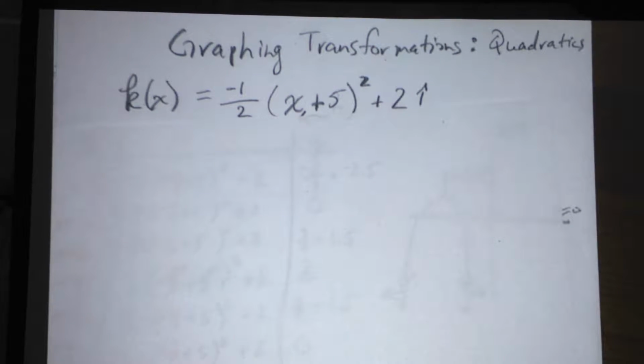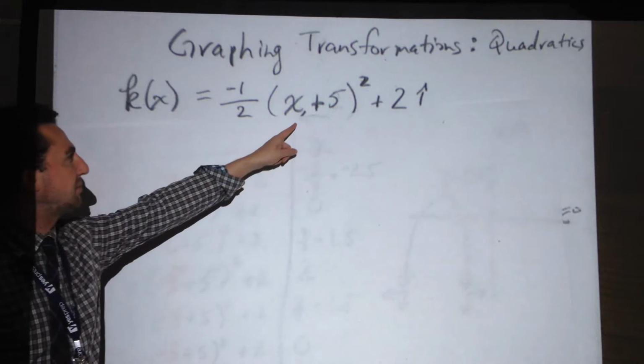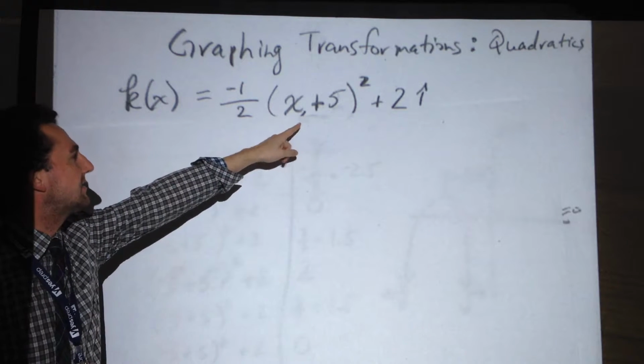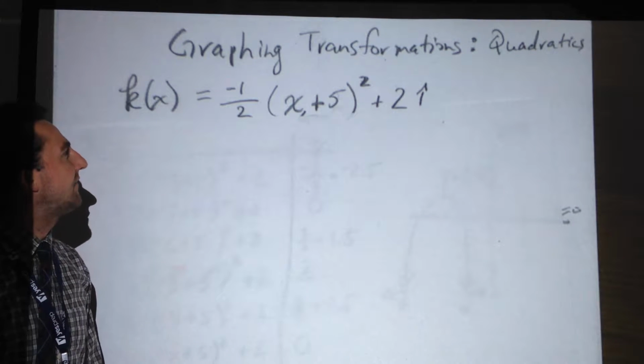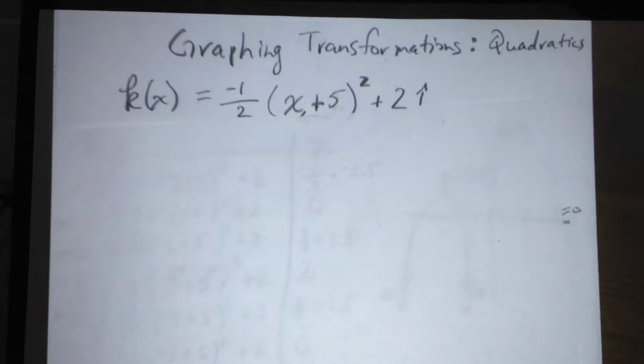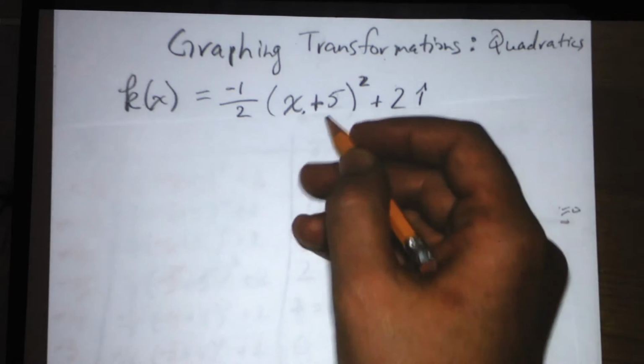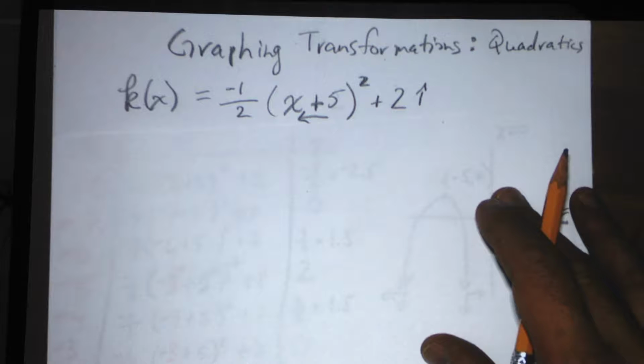Let's practice graphing transformations. In this case, a transformation of a quadratic function. So let k of x equal -1/2 times the argument x plus 5 squared plus 2. Remind myself that I will set the argument equal to 0. So I will set x plus 5 equal to 0 and solve for x, and I will get x equal -5. This is also a reminder that to find this key point on my quadratic function, I should go left 5 units and up 2 units.